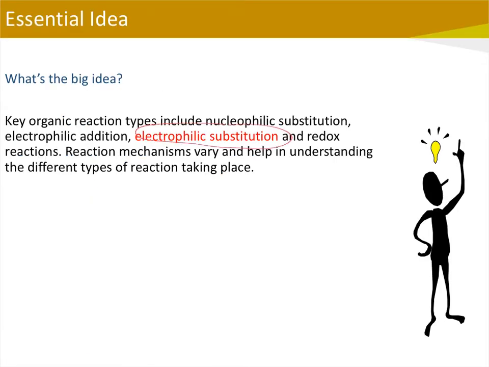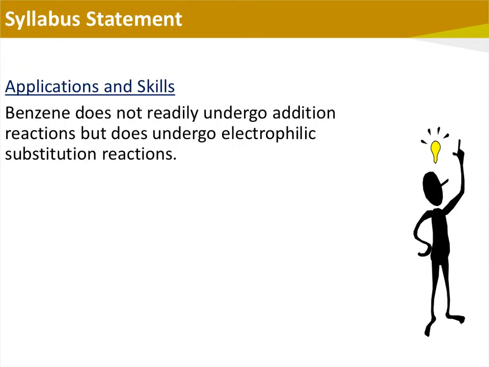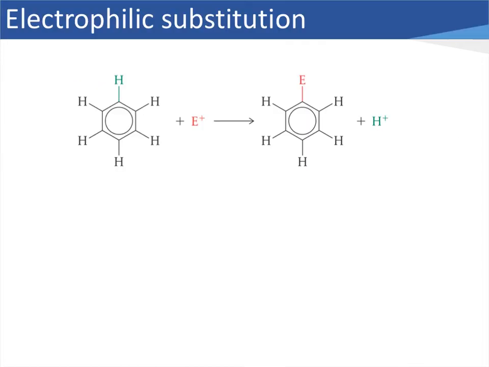So here we are talking about electrophilic substitution. We've kind of seen this syllabus statement already, but benzene does not readily undergo addition, but rather it undergoes electrophilic substitution. So the general equation for electrophilic substitution is an electrophile of some sort replaces a hydrogen. And this hydrogen is green just to show you that it got replaced, but the reality is all of these hydrogens are equivalent. So that means any of these hydrogens could be replaced, but it's only going to replace one. Typically this electrophile will replace one. So this is a general reaction equation. No mechanism yet.